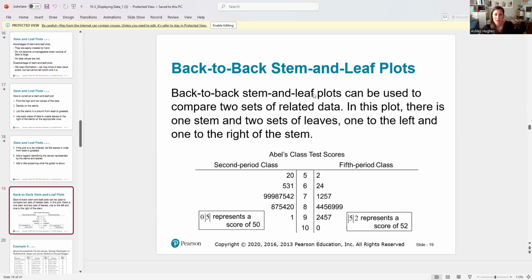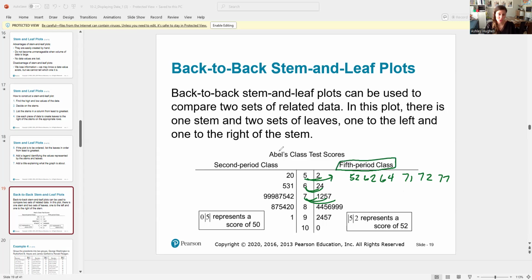Here is another example of a stem and leaf plot, but it's called a back to back. This is comparing Abel's class test scores in her 5th period and 2nd period class. This is tricky because you're basically reading this data front and back. I'm reading this way to see her 5th period class. She would have had a 52, a 62, a 64, a 71, 72, 77, etc. So reading this direction gives the grades for 5th period.